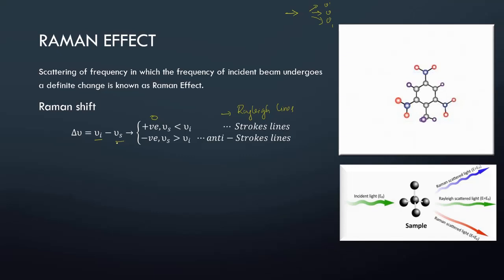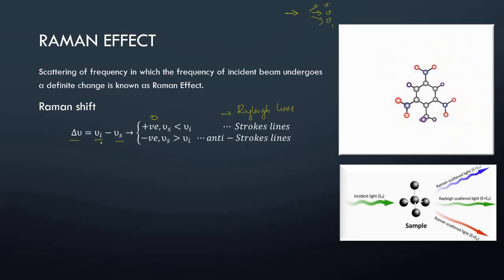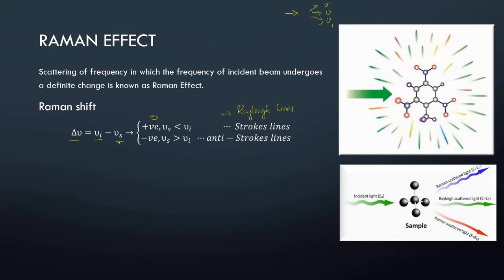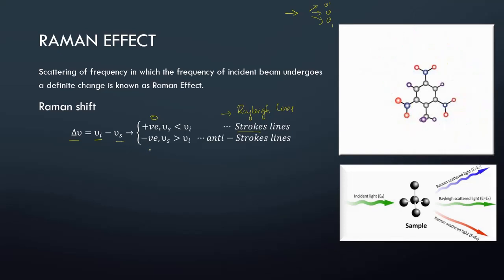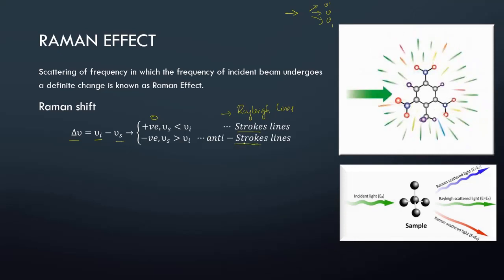And this variation, delta nu, the Raman shift, can be positive. That is, the difference between the incident frequency and the scattered frequency is positive when the frequency of the incident light is higher than the frequency of the scattered light, and then we will get Stokes lines. And if the incident frequency turns out to be lesser than the scattered frequency, then the Raman shift is negative, and we will get anti-Stokes lines in the Raman spectrum.